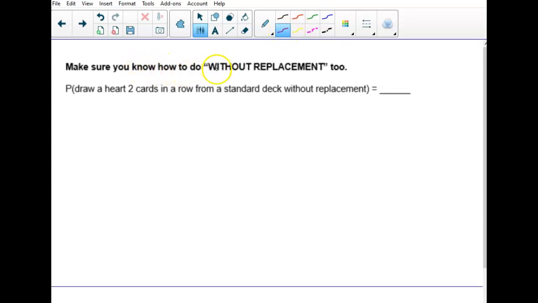Make sure you know how to do without replacement as well. So here's my example of without replacement, just to review this one more time. We did do it yesterday, but draw a heart, 2 cards in a row, so a heart and then a heart, from a standard deck without replacement. So if there's 13 hearts out of 52 cards the first time, and you draw a heart, when you go back to draw a heart, there would be 12 out of 51, okay?